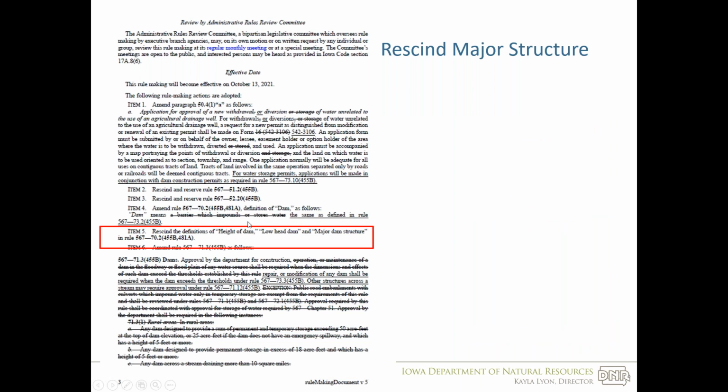So the first thing in the definitions, major structure category classification has been removed. Now every dam is classified only by hazard potential, not an arbitrary size or storage volume that doesn't relate to the hazard of the dam.